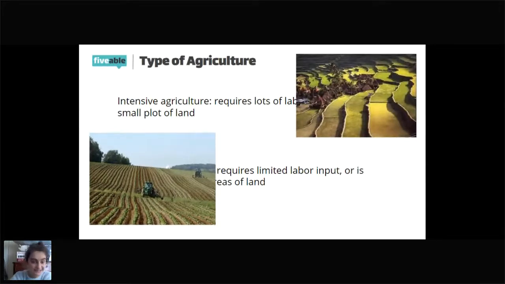And usually intensive agriculture, like we said in the beginning, is done for sustainable reasons, while extensive is more for commercial reasons. Sorry, guys. I'm talking too fast and cannot control it.